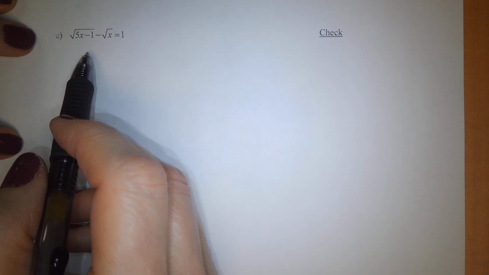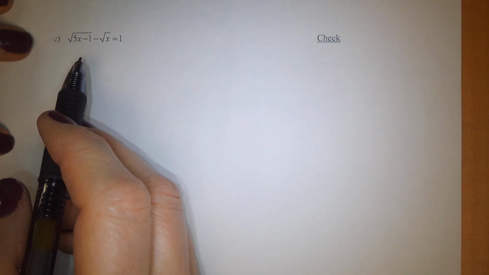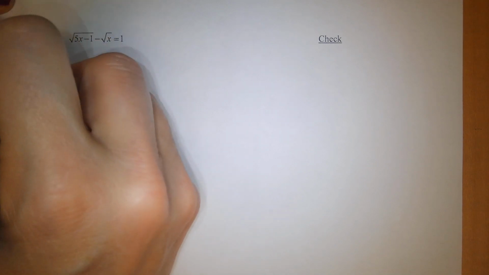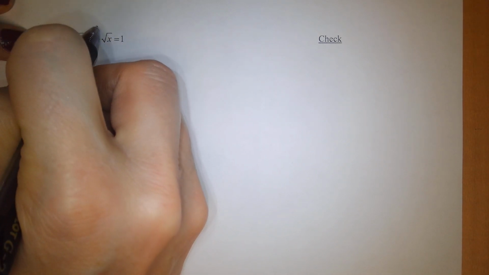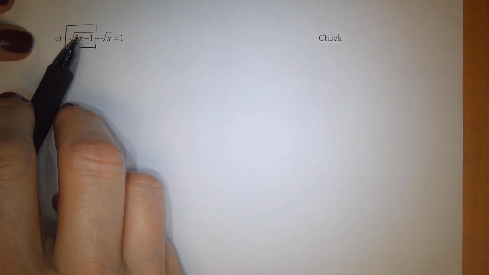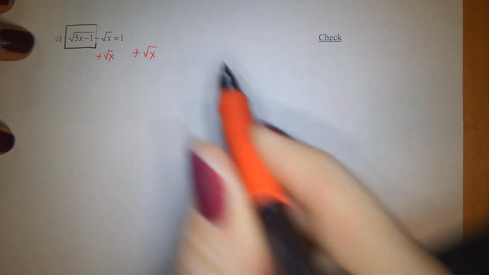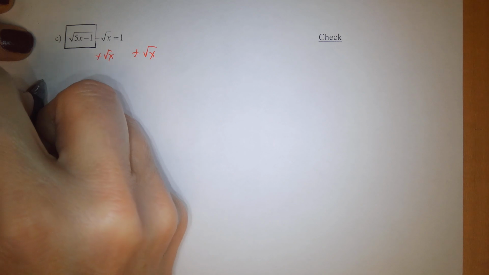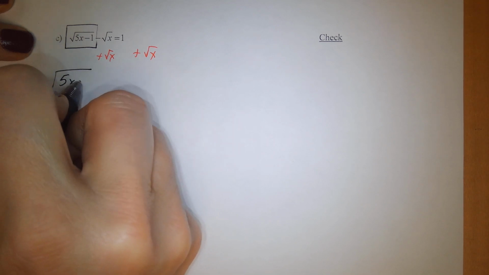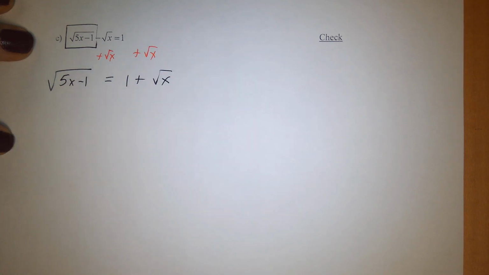Let's try one more. Here we've got two radicals, and if you recall back from the explanation, we can only do one at a time. So I'm going to work on the one that's more complicated first. It has more underneath the radicand, so I'm going to isolate this one. So I'm going to add this one to the other side, and we'll deal with it later. So I have square root of 5x minus 1 equals 1 plus square root of x.